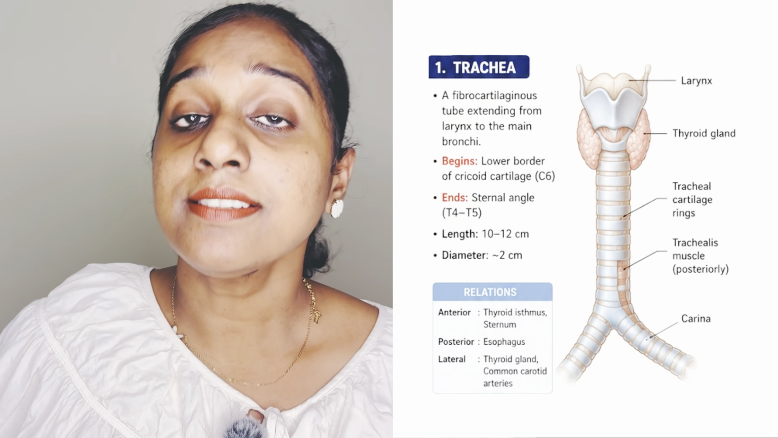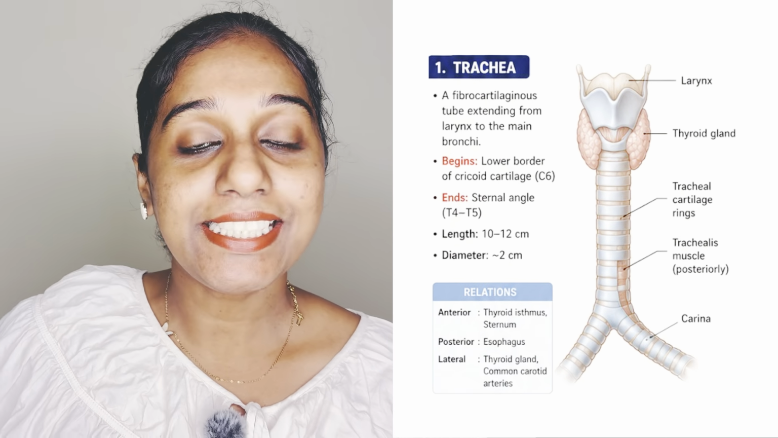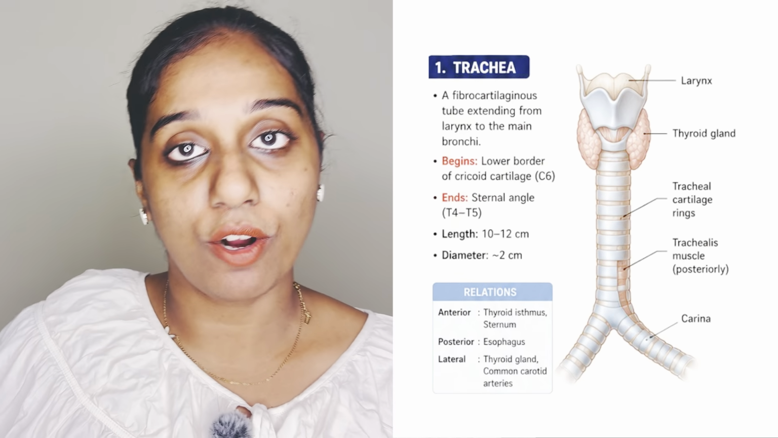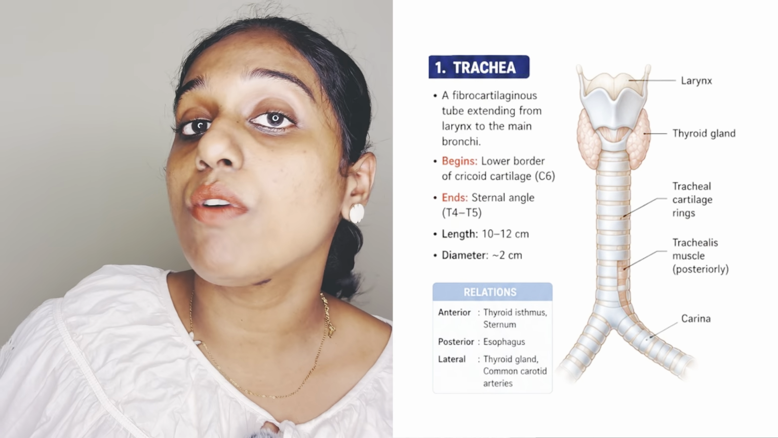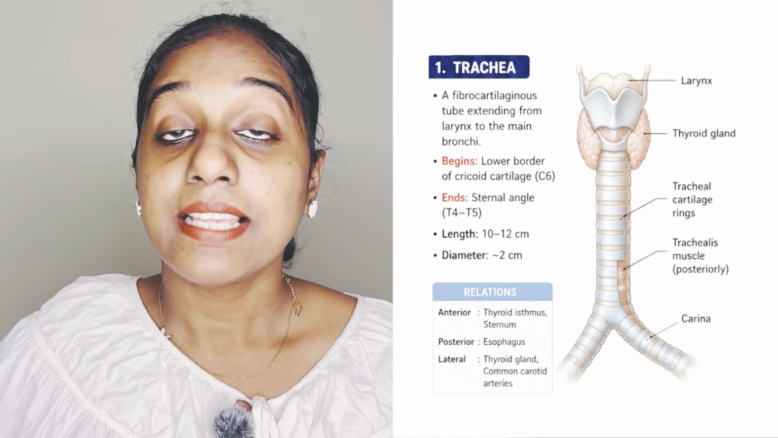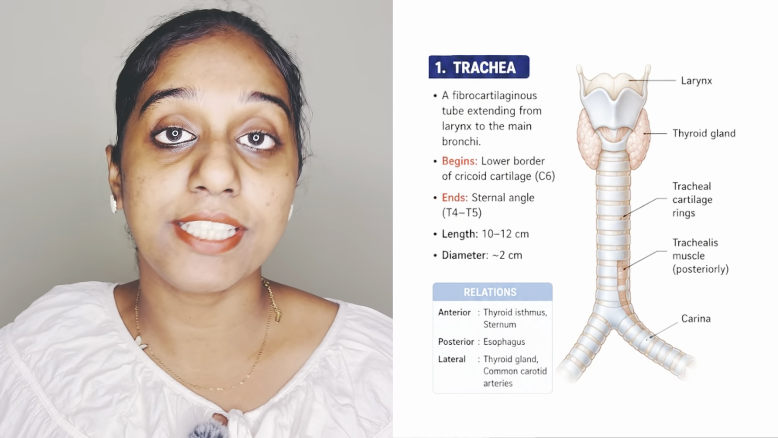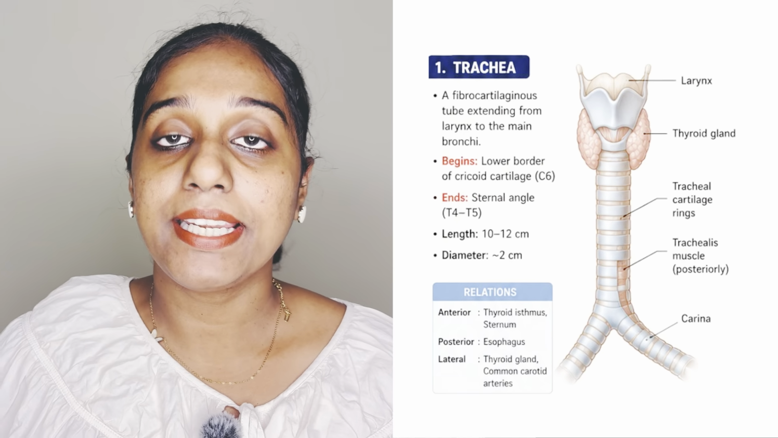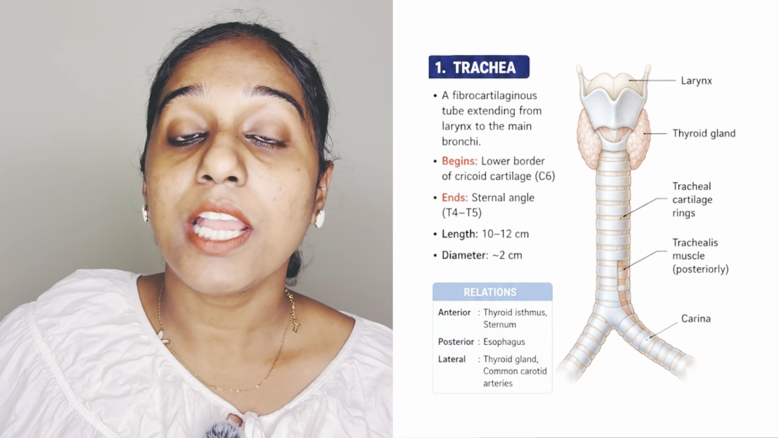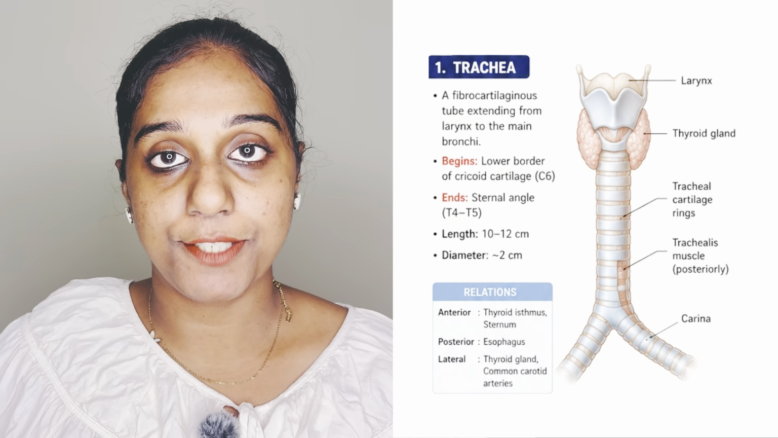Trachea. It is a fibrocartilaginous tube connecting the larynx to the main bronchi. It begins at the lower border of the cricoid cartilage, that is the C6 vertebra, and ends at the sternal angle, T4 to T5 vertebral level. Length is approximately 10 to 12 centimeter. Diameter is approximately 2 centimeter.